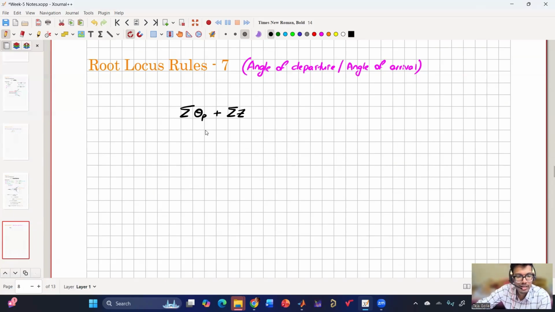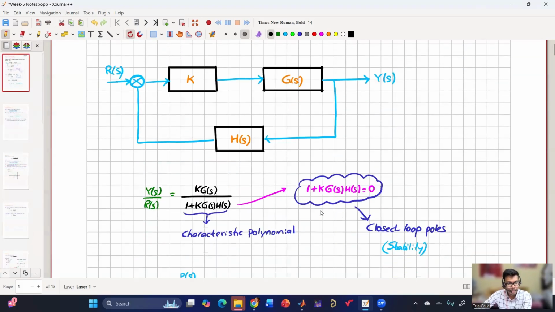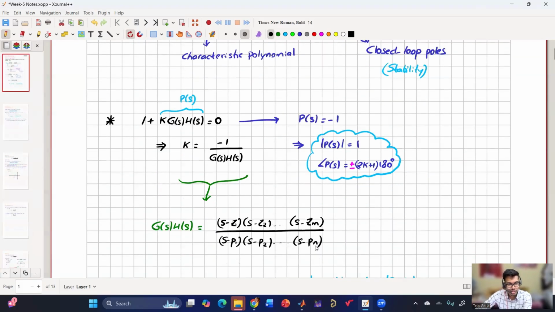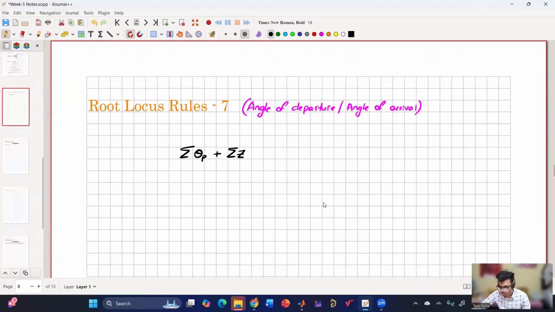Now whether this will be plus or minus is also very critical, because some of the poles are there in the numerator, some in the denominator, right? If you see here, poles are there in the denominator and zeros are there in the numerator. So zeros will have positive, poles will have negative. That is also a very important thing. So poles will have minus and zeros will have plus: minus theta p plus zeros angle.